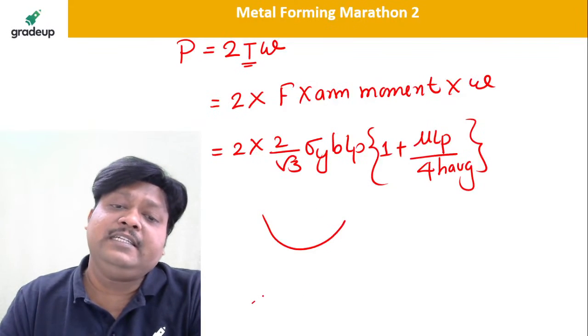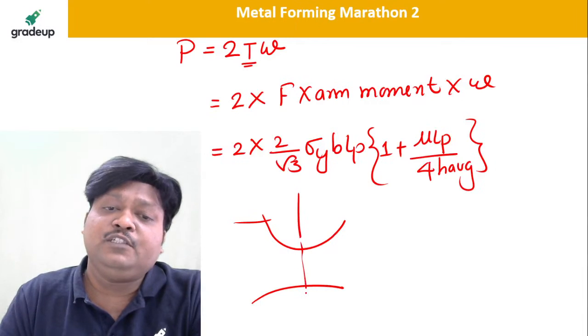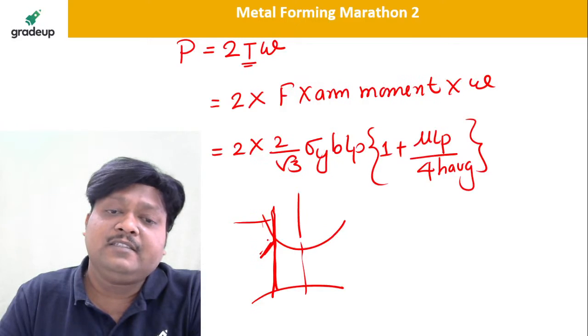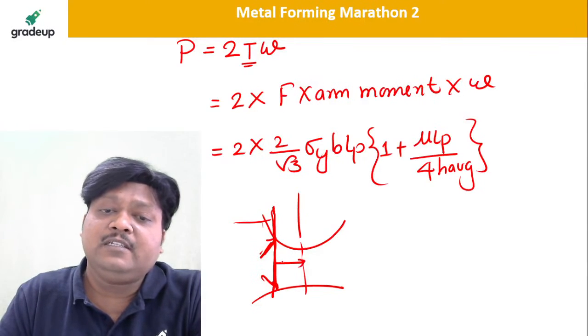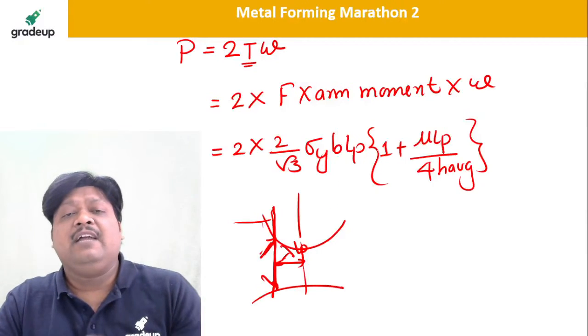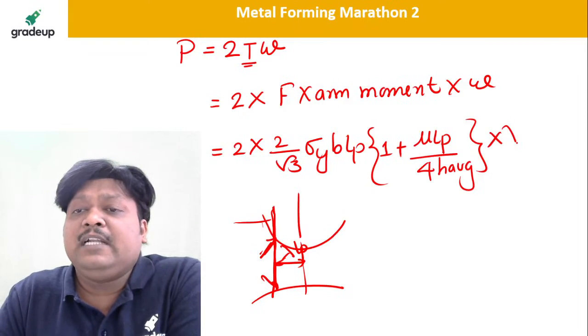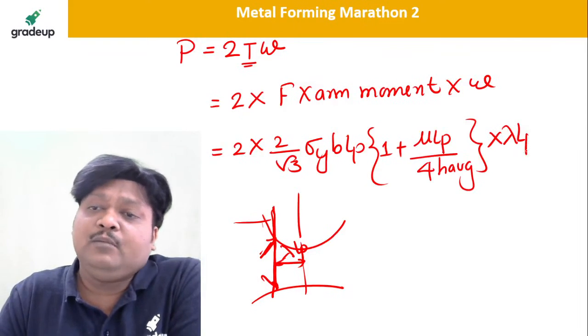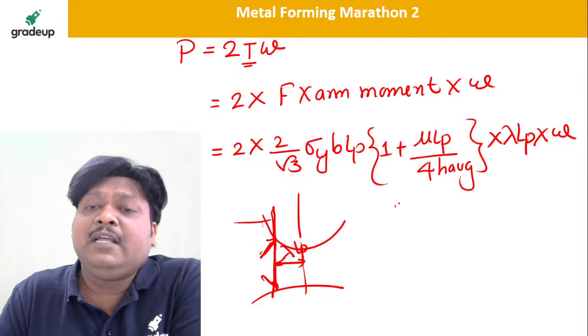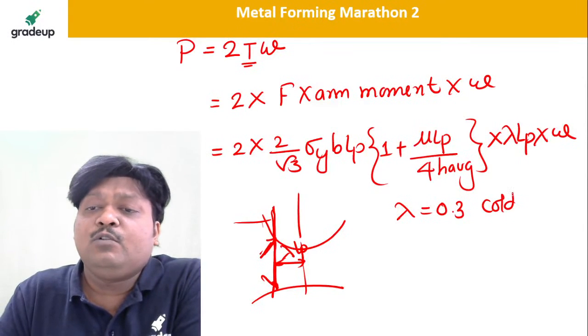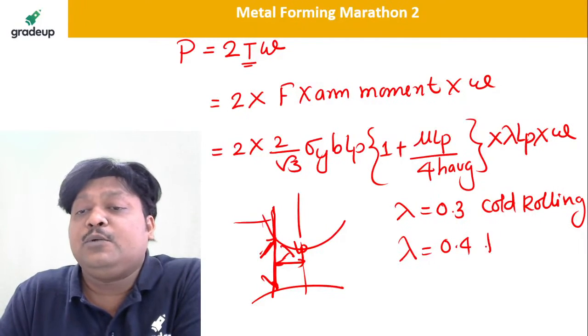See, when we are considering this force, say this is the plastic deformation zone from here to here. So we are really having this force, the resultant force, say, acting like this. So this distance is nothing but this R moment lambda times LP. So some fraction of the LP we are having that moment length. So definitely this is R factor lambda into LP into omega. And you know lambda is 0.3 for the cold rolling, and lambda is 0.4 for hot rolling.